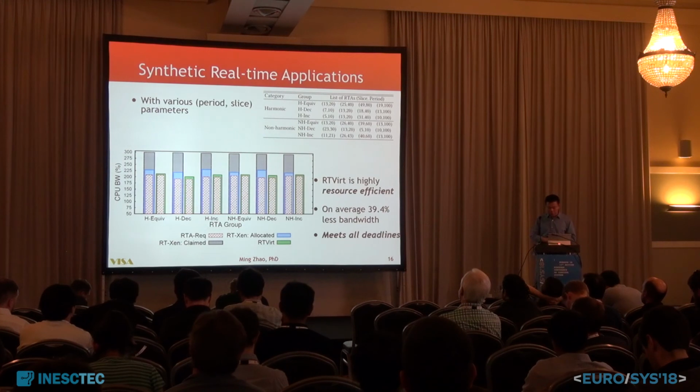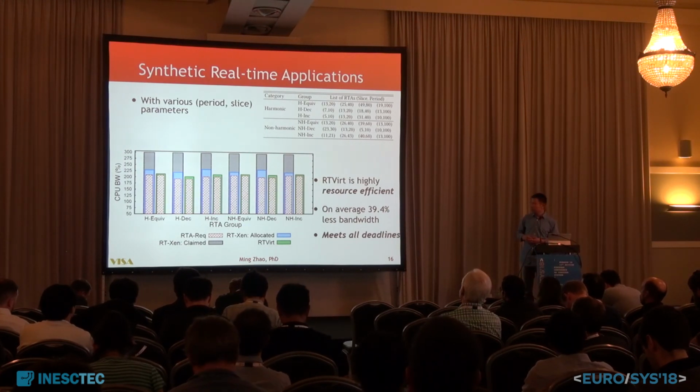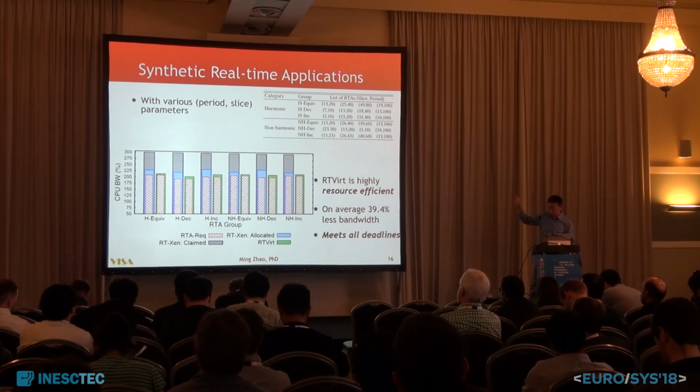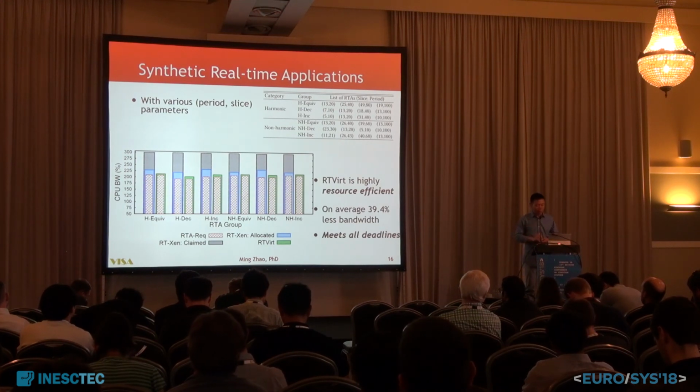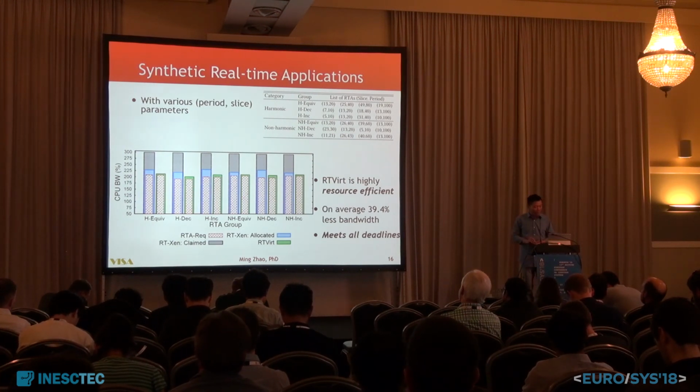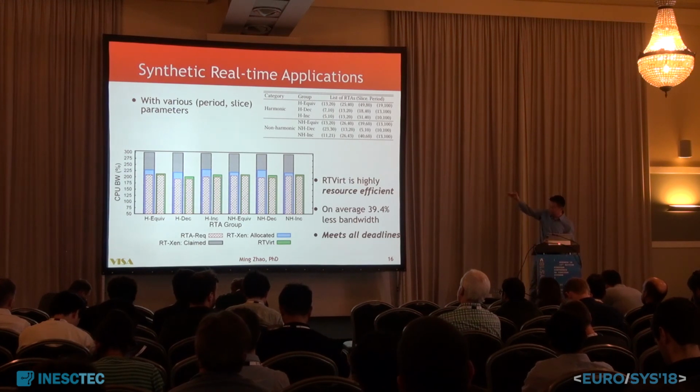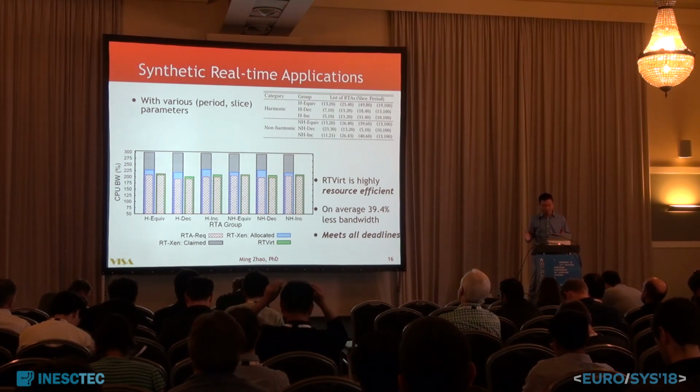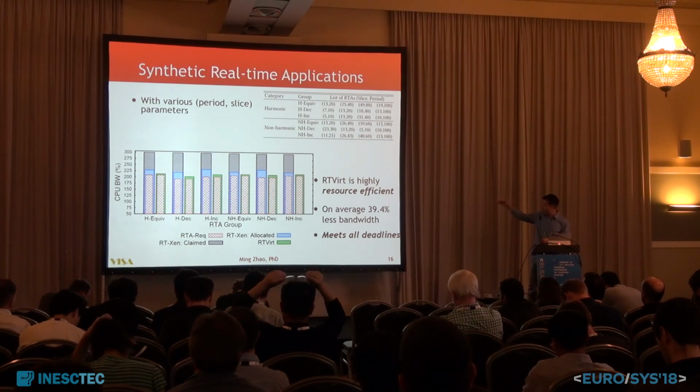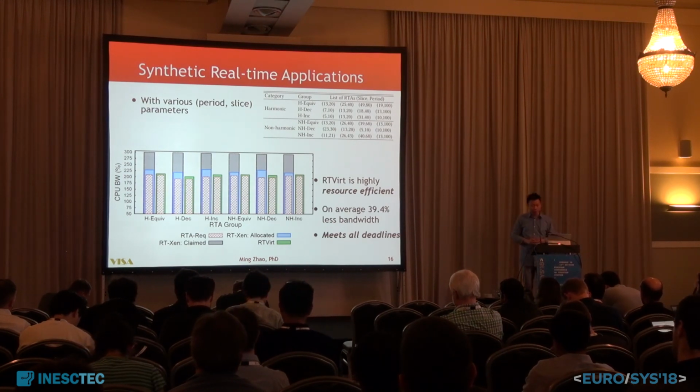There are several observations we can make from this result. First, RTVert is highly resource efficient because, compared to the right shaded bar, which is the total raw bandwidth requirement from all the applications, RTVert requires just a little bit more than what the applications really need. So our overhead in terms of resource utilization is really low. And compared to the gray bars, which is the amount of bandwidth that needs to be set aside for real-time applications in the Artisan solution, we can save up to almost 40% of CPU bandwidth.